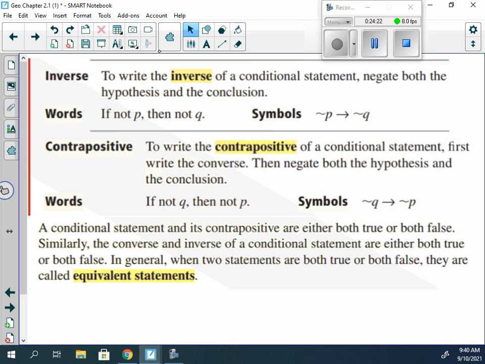If the converse is true, the inverse will be true. A conditional statement and its contrapositive are either both true or both false. Similarly, the converse and inverse of a conditional statement are either both true or both false. They work together. It'll make more sense when we see an example of this and see how this works. Okay?